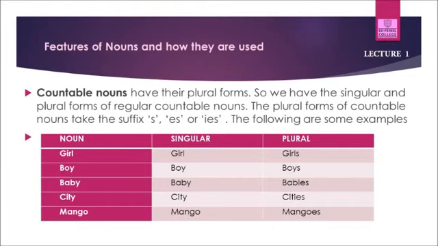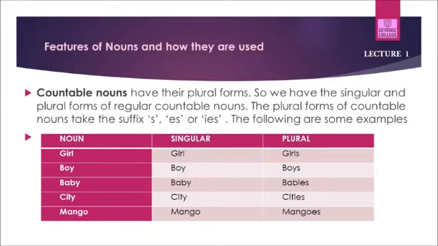Now we should know that there are what we call countable nouns. They are names of things you can count. But under the countable nouns, we have the regular countable nouns and the irregular countable nouns. For the regular countable nouns, when they are more than one and you want to indicate their plural forms, what we do is that we add the suffix s, es, or ies to it to show that they are more than one.